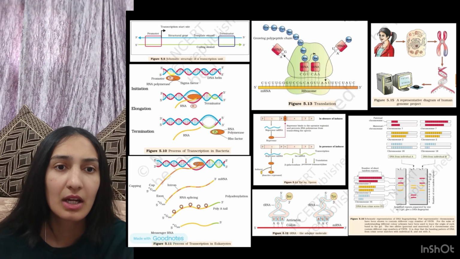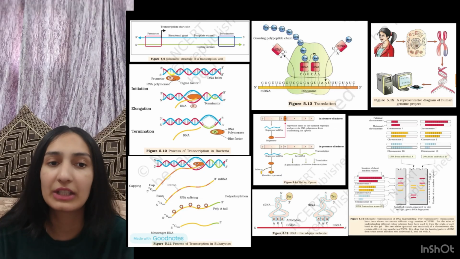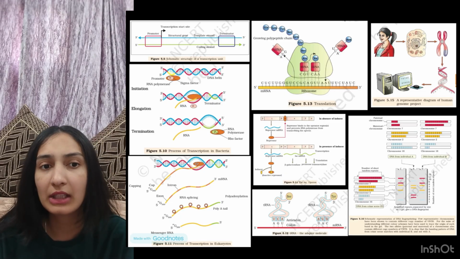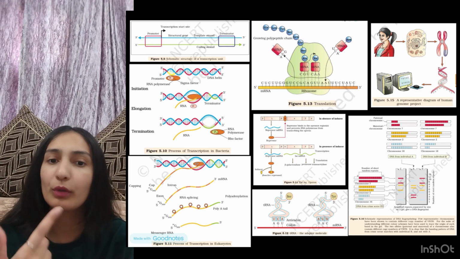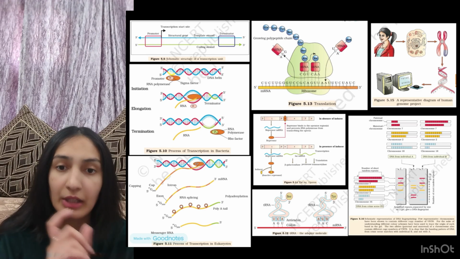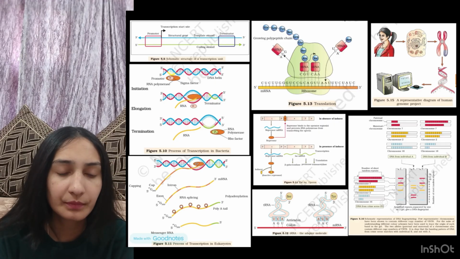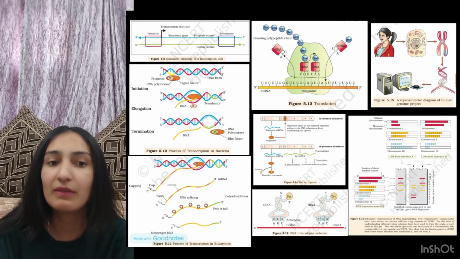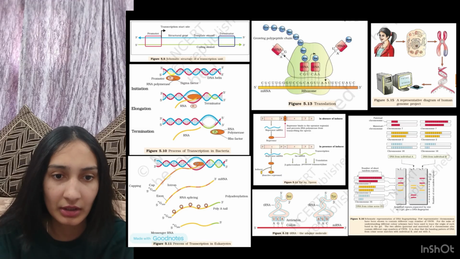Next, figure 5.9 shows a schematic structure of a transcription unit, which shows how transcription happens and what the promoter is, what the structural genes are, what the template strand is, what the coding strand is, and what the terminator is. And you also need to remember their uses. Now in 5.10 we have the process of transcription in bacteria, where you can see we have three stages that are initiation, elongation, and termination.